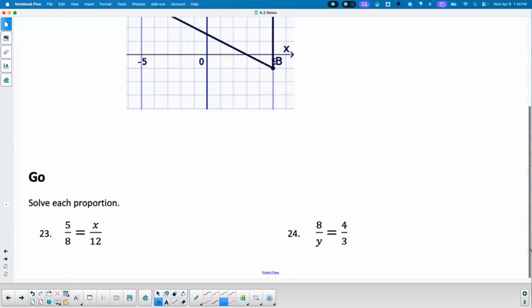And how do we solve proportions? Cross multiply, right? Yep. Okay.